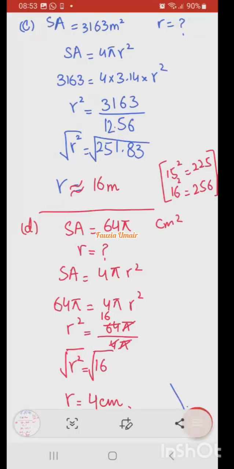So I hope this is clear. So next part is E part. So E part of this question is surface area of sphere is given as 911 pi millimeter square. Okay, we need to find out the radius. So we will use the same formula again, which is that total surface area of sphere is 4 pi r square. Okay, so the formulas are very important in this topic.